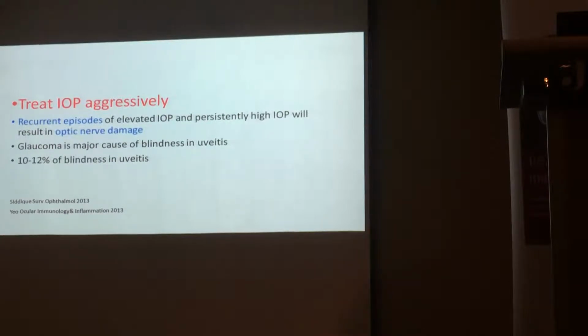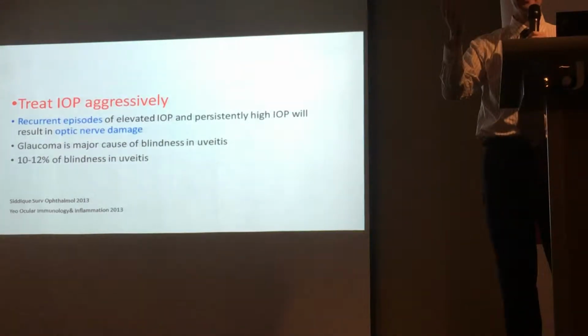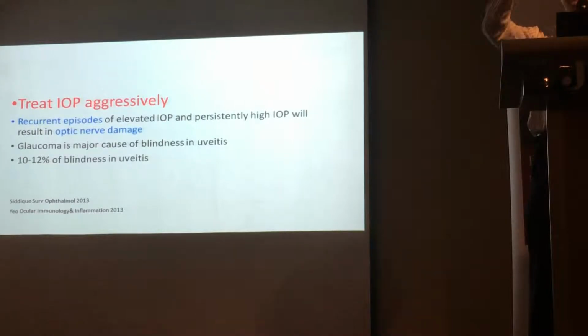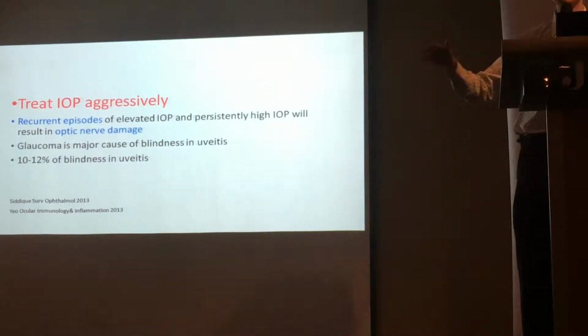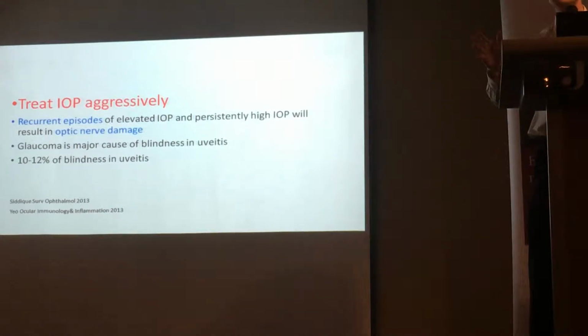Recurrent episodes of elevated IOP or persistently high IOP will result in optic nerve damage. What do I mean by the first part? Remember the example of the 54-year-old lady with CMV that I did the AC tap for. She had multiple episodes of high eye pressure reaching the 40s. In between, she's always in the teens without treatment. But yet we saw how severe the optic nerve damage was and the visual field defect and so on.